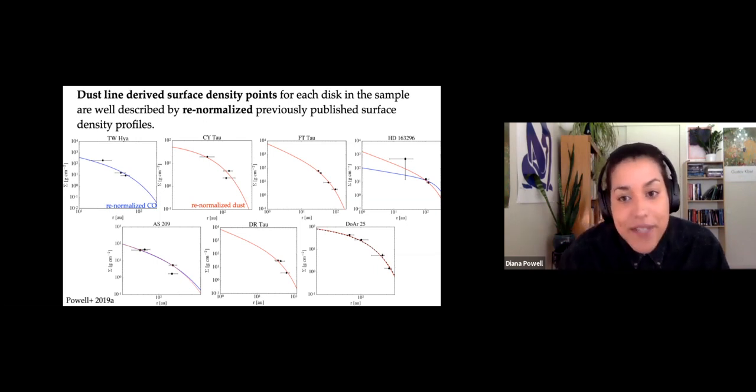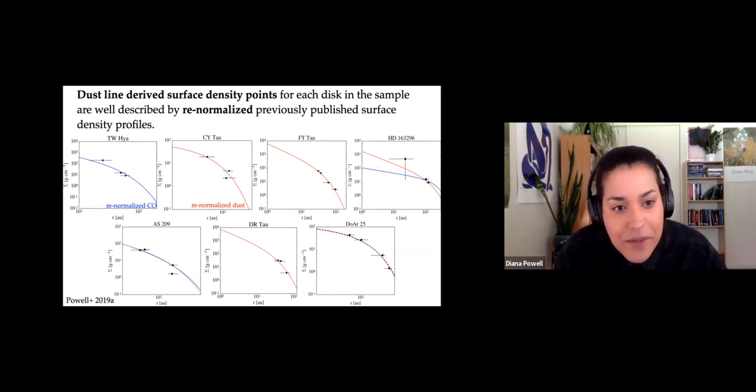But right now we can match previous profiles quite well, and notice that these profiles do not all have the same slopes, and the dust line derived points are not all straight lines, and instead follow the curves of these profiles. And so this really did not have to be the case. So for example, FT Tau and TW Hydra have different profile shapes, but for both the dust line points match the previously published profiles. And remember, we showed that substructure does not affect these results.